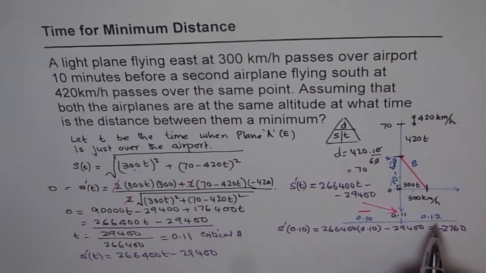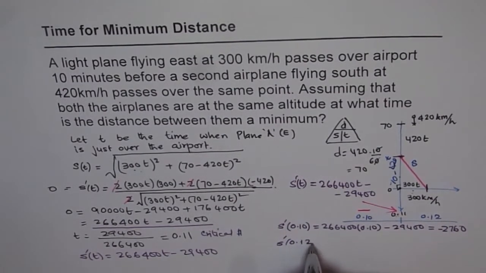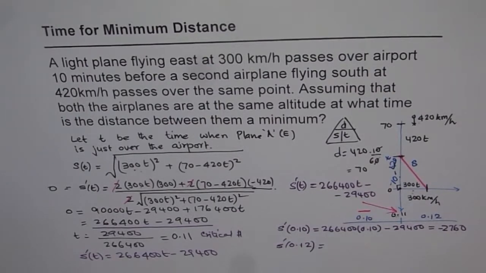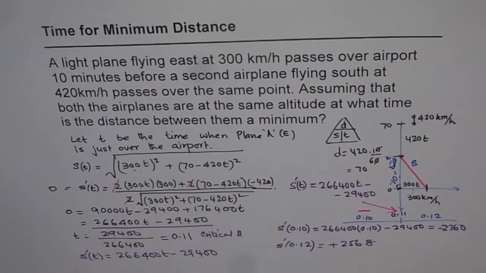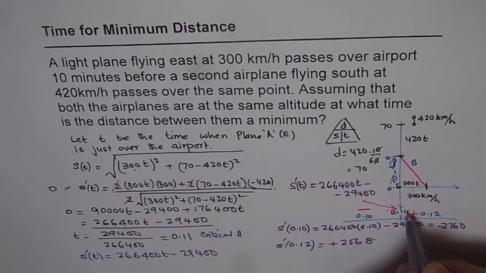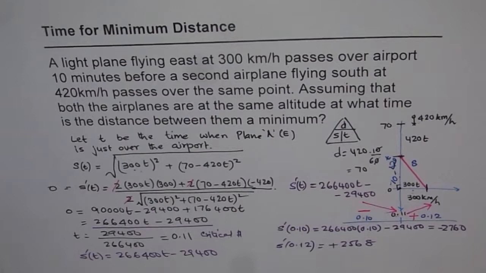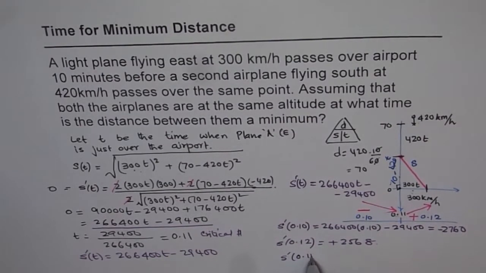And now let's plug in the other value, which is s'(0.12). And what do we get? Straight away I'll put 266,400 times 0.12 minus 29,400. We get 2568 with a plus sign. So this value is positive. Do you see that? So afterwards the value is positive. That means the distance has started increasing between the two planes. Do you get the point? Since this is positive, the distance is increasing now. And therefore, at the value s'(0.11), we have a minimum.